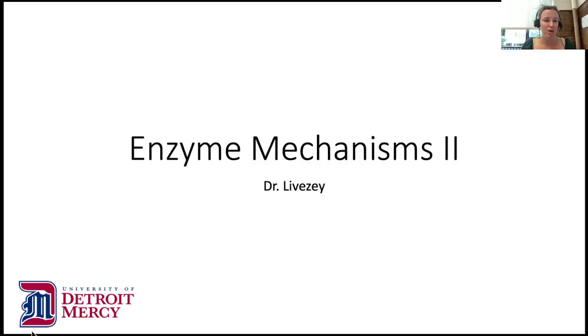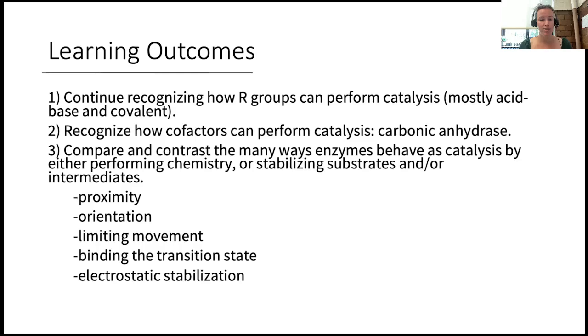Welcome back, everyone. Today we are wrapping up our discussion of enzyme mechanisms with a few more examples. Learning outcomes from today: we are continuing to learn how our groups can perform catalysis and the types of catalysis that we are seeing. We're seeing a lot of acid-base catalysis and some covalent catalysis as well. Today, we will see how cofactors can participate in the catalysis with a mechanism from carbonic anhydrase.